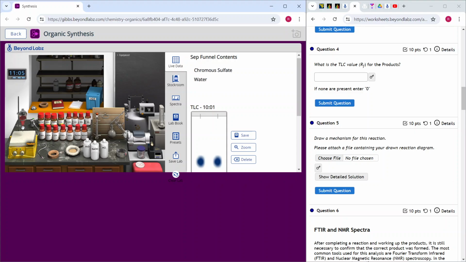Now, when you add water, you're going to see that you're going to have two layers in there. And there is a note with Beyond Labs that every time you want to add a solvent, they add ether as well with it because ether can easily evaporate. You want to create those two layers, which are the aqueous and the organic layer. So it tells you that the bottom layer is the aqueous and the top layer is the organic layer.